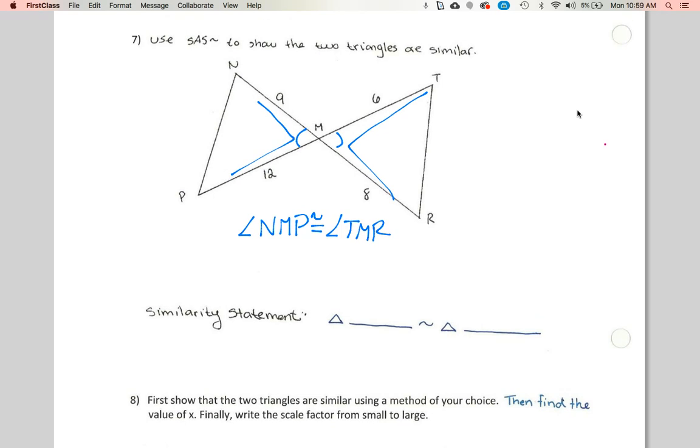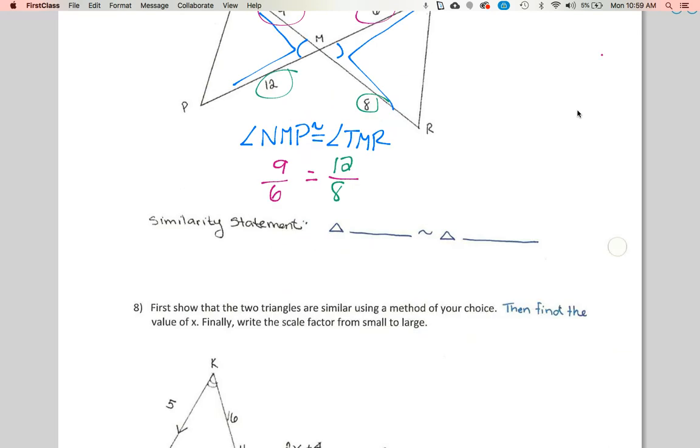So now we need to say that 9 goes with, well, 9 is smaller than 12. That means 9 has to go with 6. And 12 has to go with 8. So you can do cross products there. You can turn those both into decimals, whatever you want to do. Those both end up being 72. So that does work.